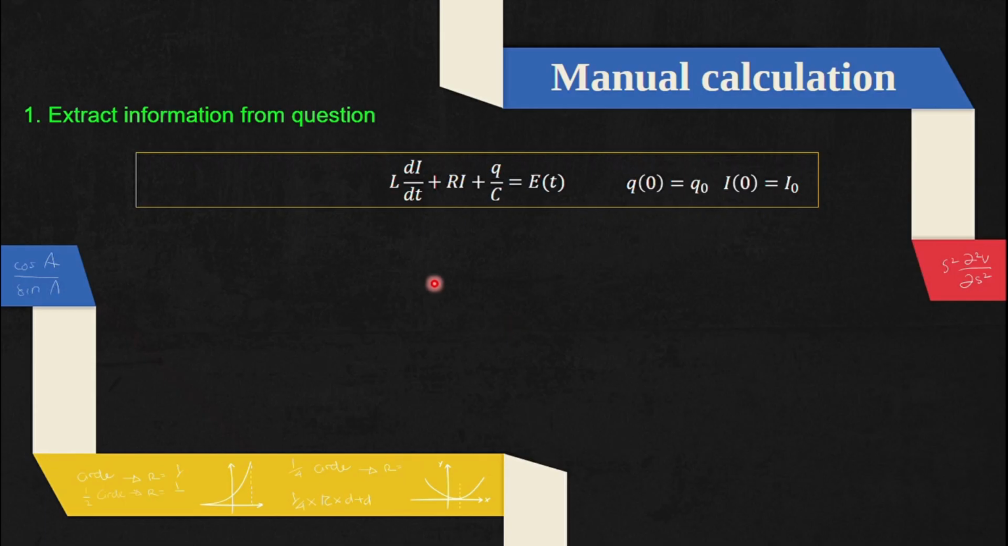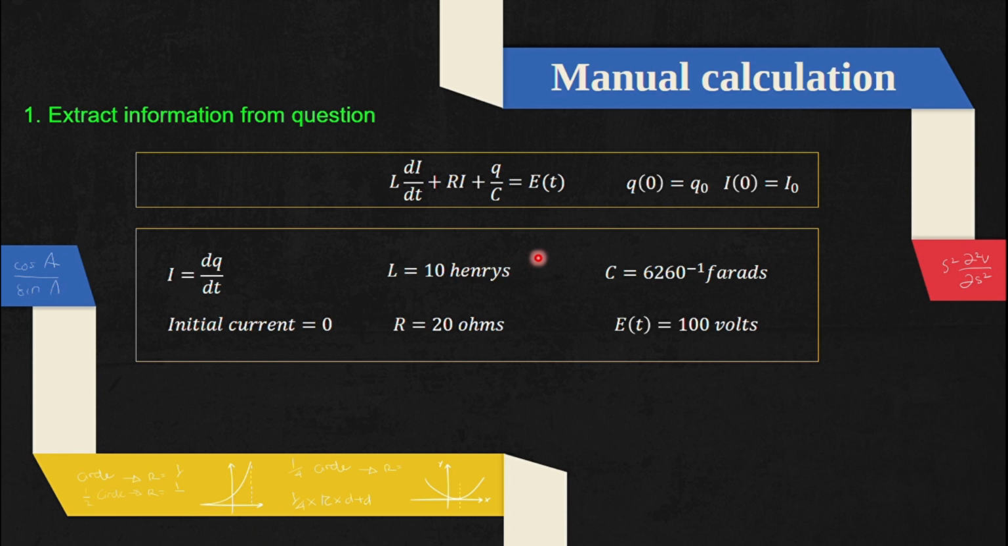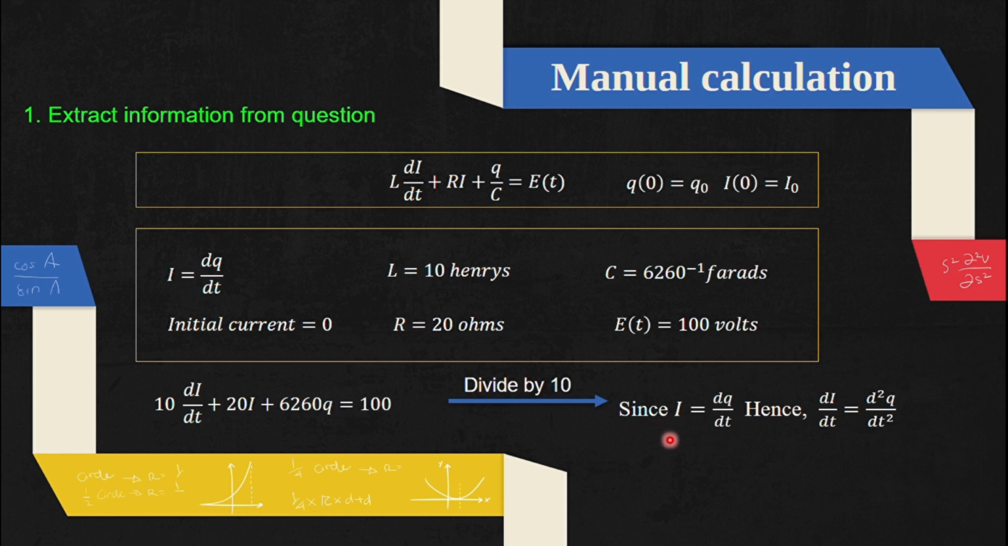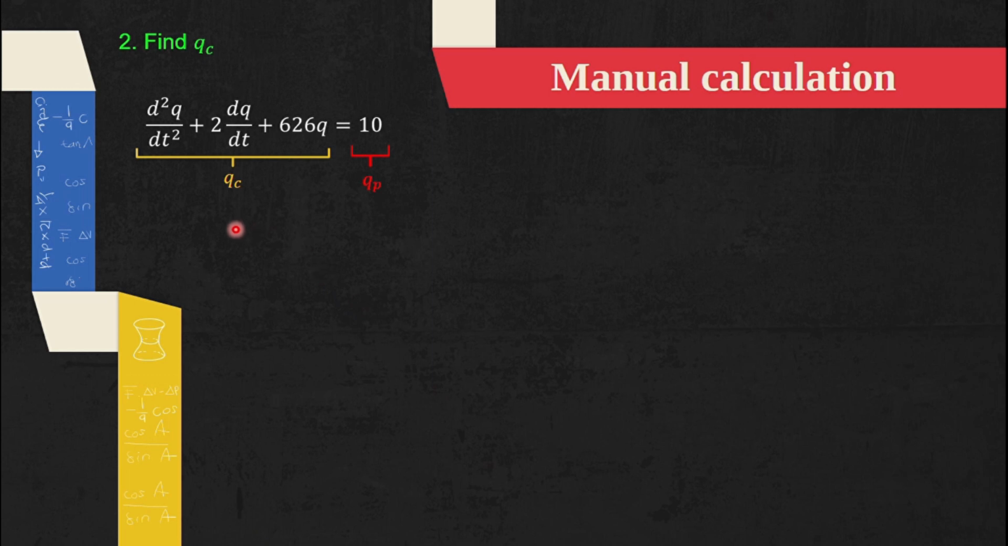Extract the information given from our question, then we get the equation needed to be solved and the additional information given. Substitute all the information into the equation and you will get this. Divide by 10 to make it a smaller value. Since the question stated that I equals dq over dt, the differentiation of I is equal to d squared q over dt squared. Substitute into the equation and we are left with an equation with only terms of q and t. Next step, find qc. We can divide the equation into this. The first half is to find qc, while the other is to find qp.